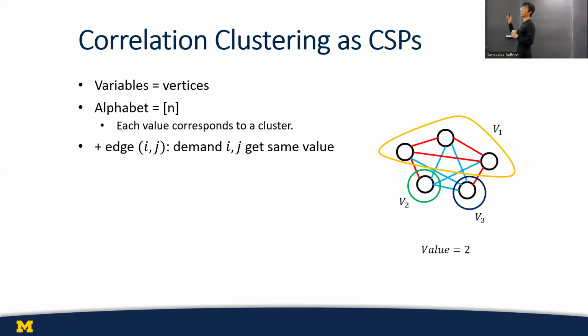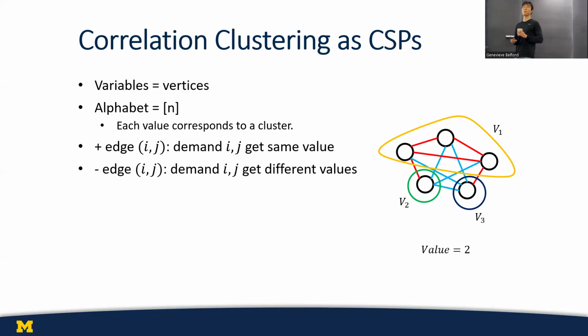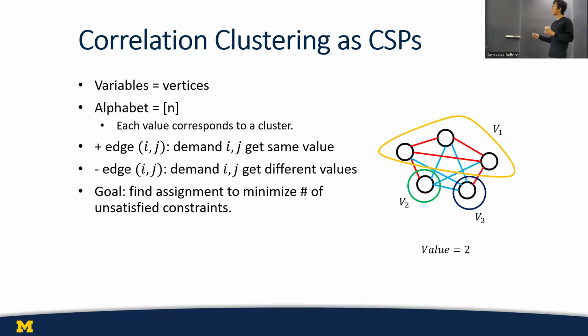Then each edge becomes a constraint. A plus edge demands that the values of i and j must be the same. If so, it's satisfied; otherwise, it's unsatisfied. A minus edge ij will require that i and j get different values. So a plus edge is an equality constraint, and a minus edge is an inequality constraint. Then the goal is to find an assignment that minimizes the number of unsatisfied constraints. I didn't do anything, I just stated the exact correlation clustering problem in a different language. It's just a CSP.